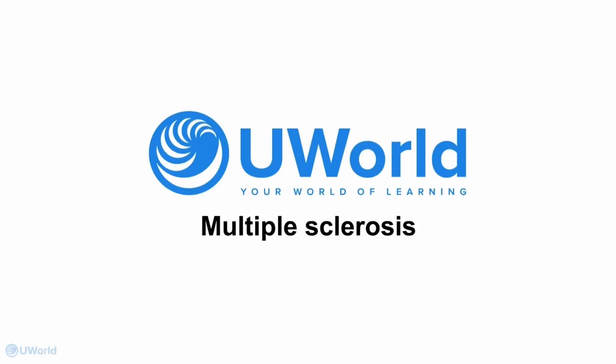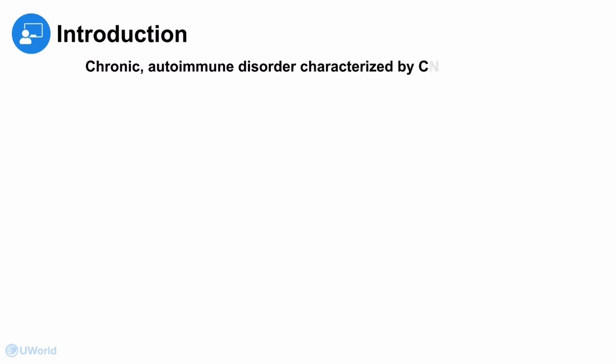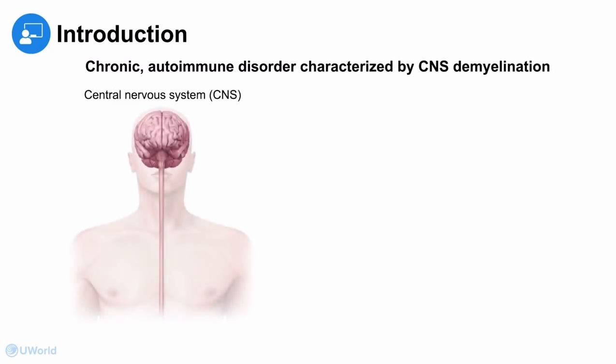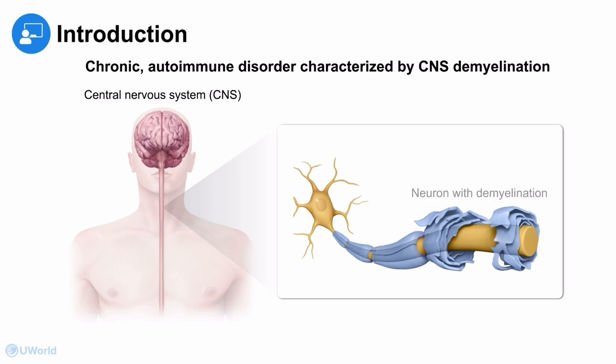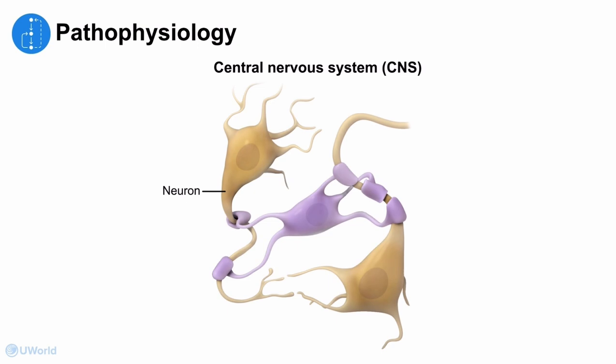Multiple sclerosis. Multiple sclerosis is a chronic autoimmune disorder characterized by demyelination of the central nervous system, or CNS. The autoimmune response in multiple sclerosis targets oligodendrocytes, the myelin-producing cells of the CNS.